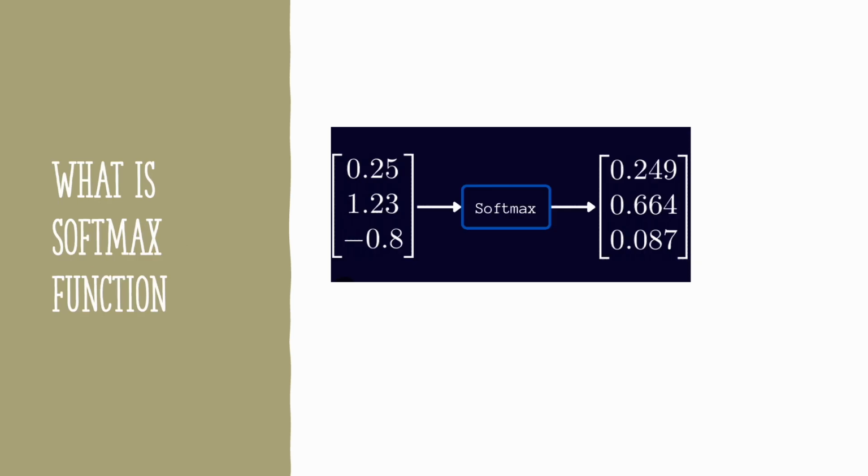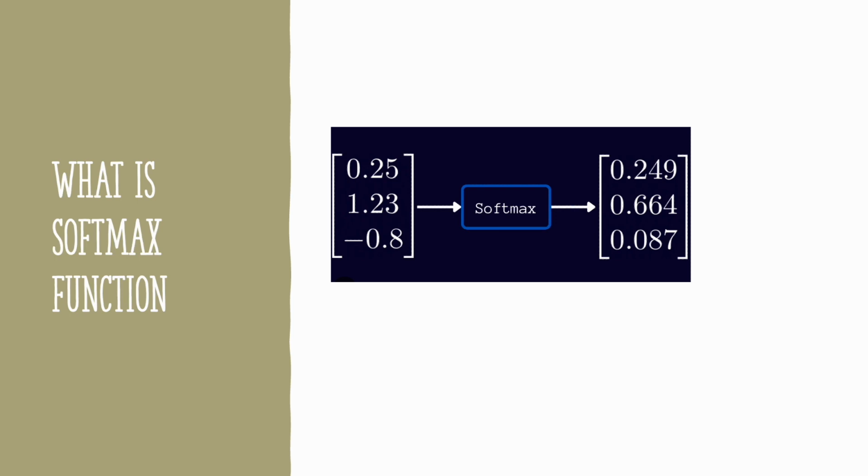What is the softmax function? The softmax function takes a vector of real numbers and returns a vector of real numbers, where each value is between 0 and 1, and the sum of the output is equal to 1. From the example, you can see the input values can be positive, negative, or greater than 1, and the softmax function transforms them into real values between 0 and 1, so that the output can be interpreted as probabilities.